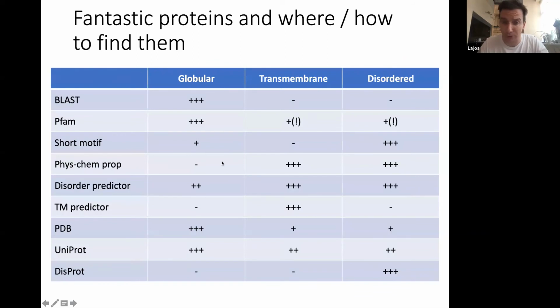Based on short motifs, it's very good to use short motifs in disordered regions. Short motifs, for example, a recognition motif for a kinase or a recognition motif for a glycosylation enzyme. If you know that your protein is disordered, then it's very good to look for these short linear motifs. The physical-chemical properties are very, very important.